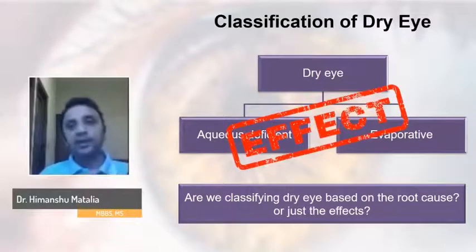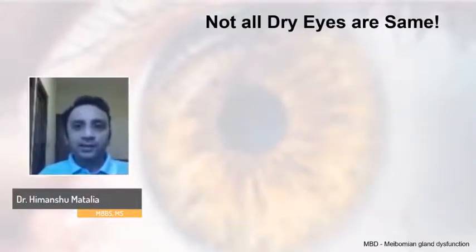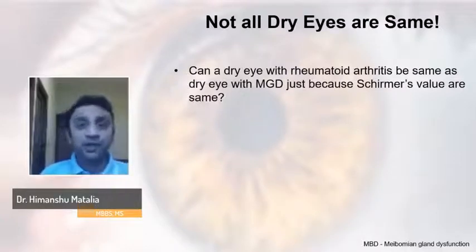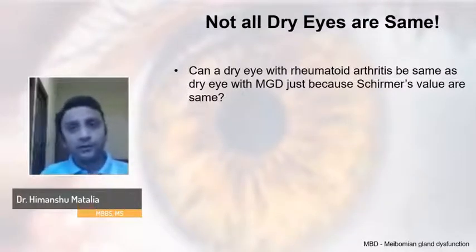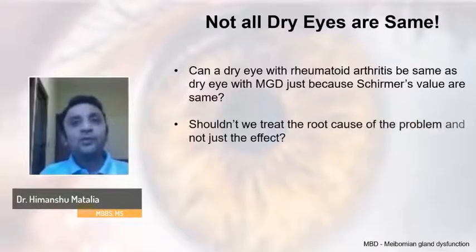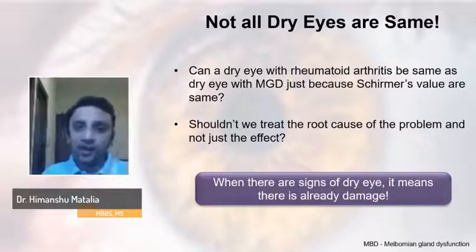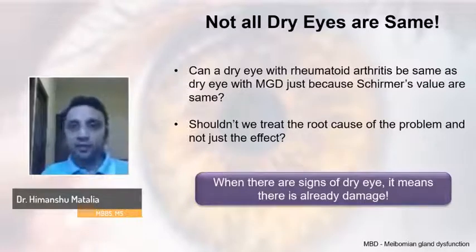If you look at dry eyes, do you think the dry eye related to rheumatoid arthritis would be the same as dry eye related to MGD just because their Schirmer's values are equal and low? Well, of course not. We know that. Shouldn't we be treating the root cause and the root problem and not the effect? Unfortunately, in dry eye, when we call signs of dry eye and see the damage, it has already occurred and is irreversible most of the time.